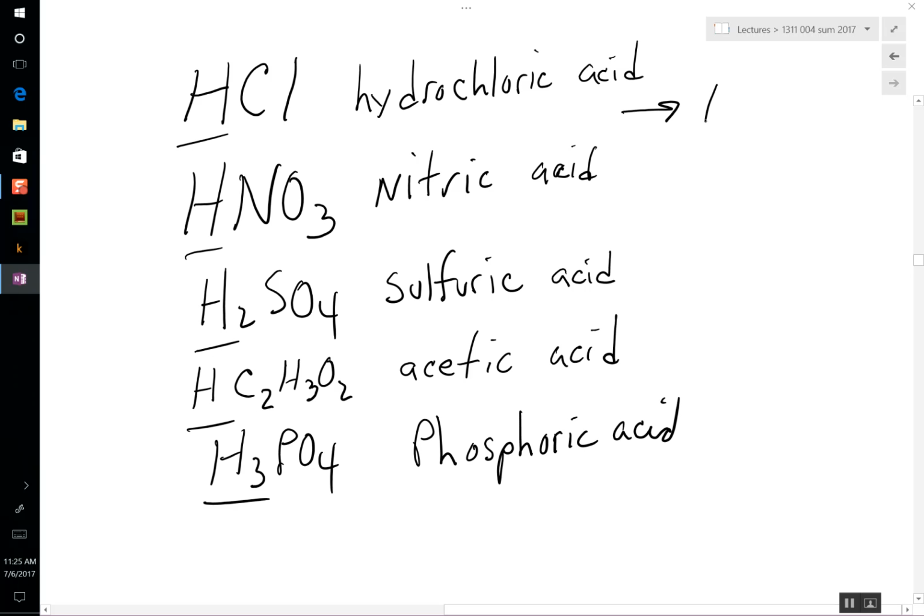Hydrochloric acid will dissociate in water into those ions. This is what makes water acidic, the hydrogen ion. You have high concentrations of hydrogen ion in the water, which makes a low pH, drives the pH down into the acidic range. This is a strong acid.